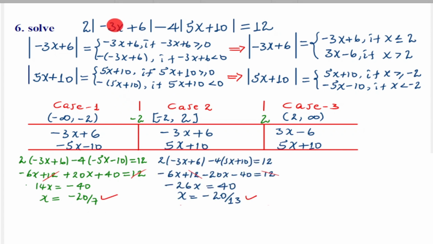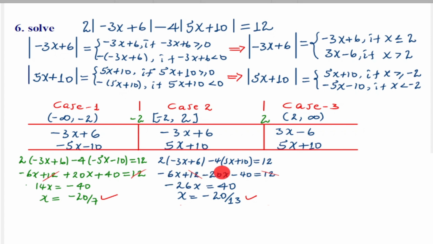Case 2, 2 times absolute value of minus 3x plus 6. The output of this absolute value is minus 3x plus 6, minus 4 times absolute value of 5x plus 10, which is 5x plus 10, which is equal to 12. Then multiply minus 3x plus 6 by 2, we get minus 6x plus 12. When we multiply 5x plus 10 by minus 4, we get minus 20x minus 40 is equal to 12. This 12 will be cancelled out.